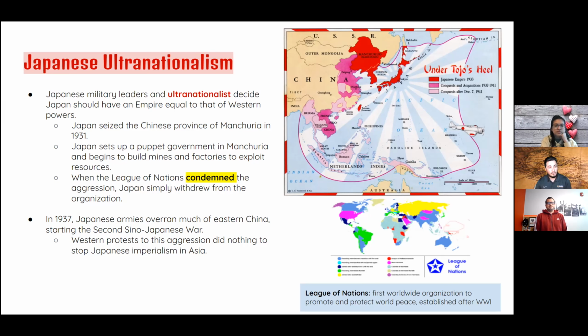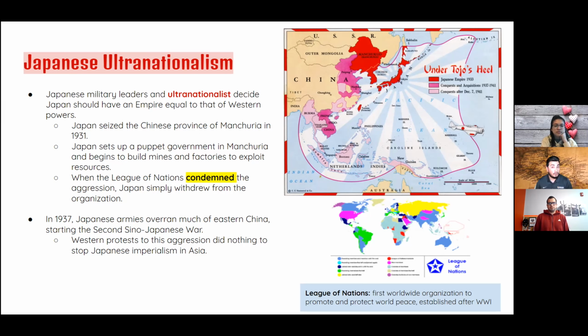So what are their first few actions? Well, you see that they go into different provinces in China, especially this one that's really debated called Manchuria. In 1931, they start to invade this area. And they start setting up their own puppet government where they essentially still have full control over the resources and the land they just acquired.